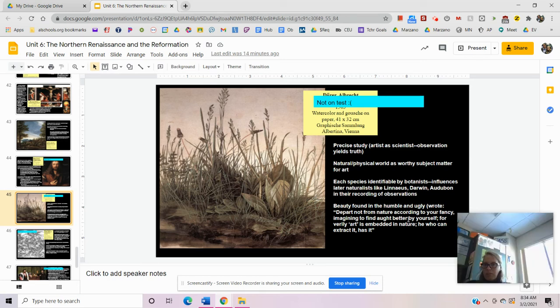He said, "There's beauty found in the humble and ugly." He wrote, "Depart not from nature according to your fancy, imagining to find aught better by yourself. For verily art is embedded in nature. He who can extract it has it." So all we need to do is look around us at this creation. That's where we can get inspiration.